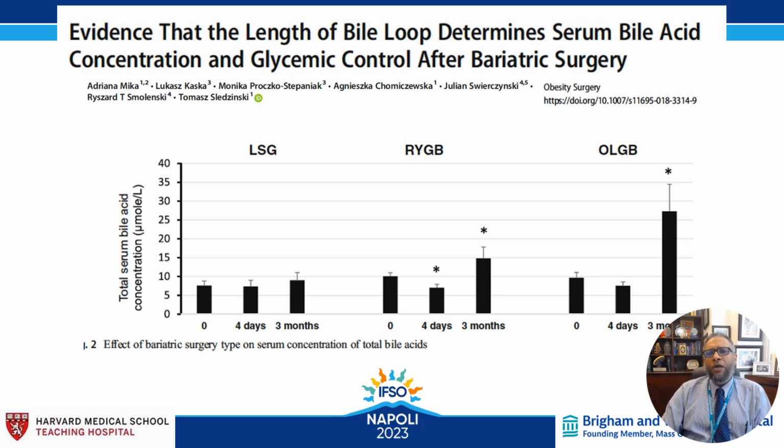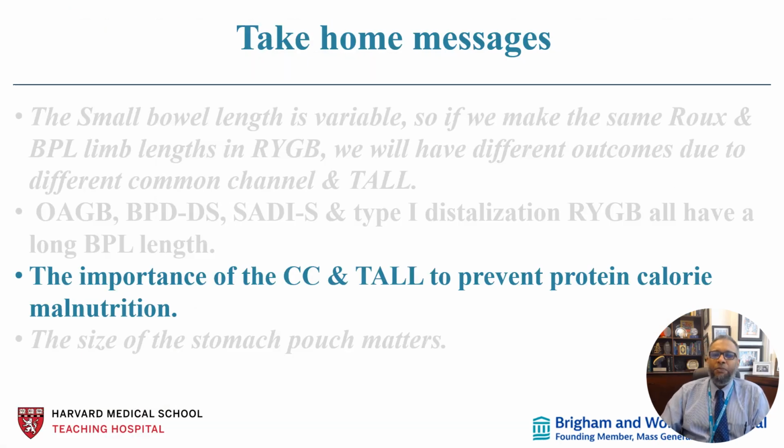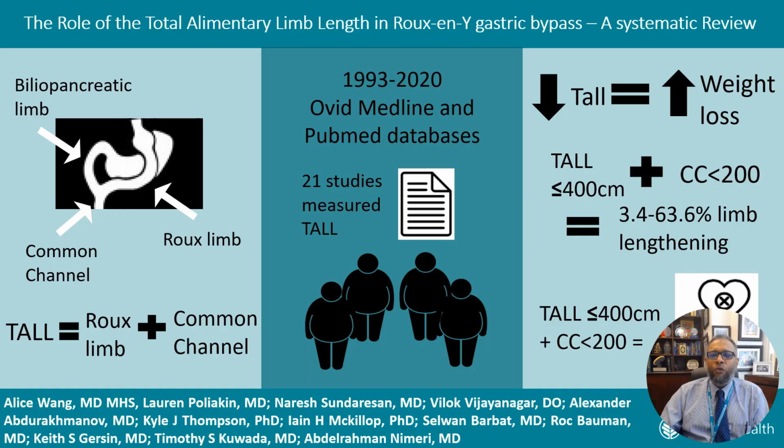What we know is that a longer biliopancreatic limb leads to distal delivery of nutrients, but there are others, like Francois Pattou, who think that a longer biliopancreatic limb is a piece of bowel that does not get any nutrition because there's no food going through it, and it takes glucose from the circulation, and maybe that's why people lose weight. So it's important not to get carried away and lengthen the biliopancreatic limb without a thought process.